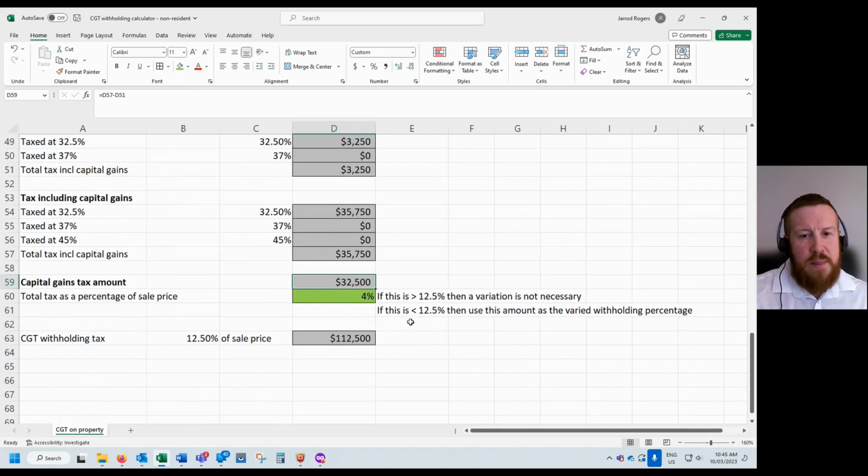So in this scenario, the amount that you will eventually pay in tax is only 4% of the sale price, whereas the withholding tax is 12.5% of the sale price.